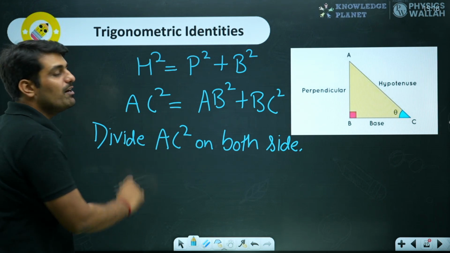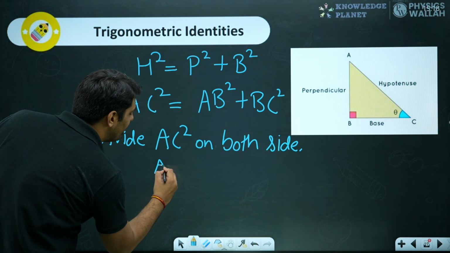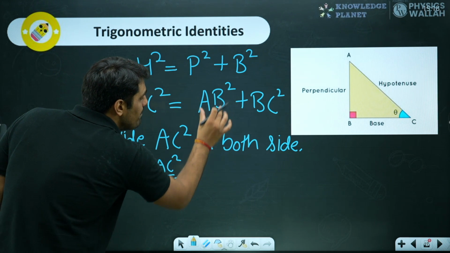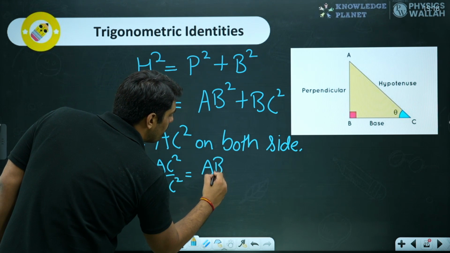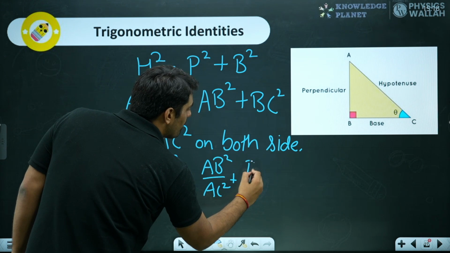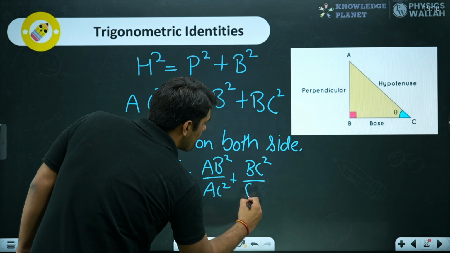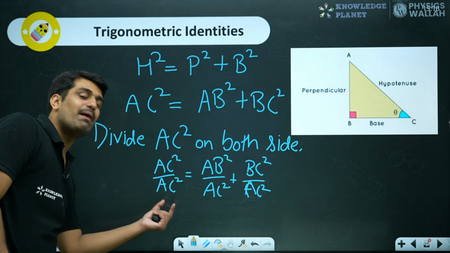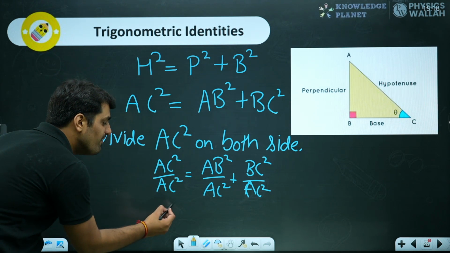AC square divided by AC square. Let me write it if you have any confusion. AC square divided by AC square equals AB square by AC square plus BC square by AC square. Now, just observe. AC square by AC square, the division will be 1.